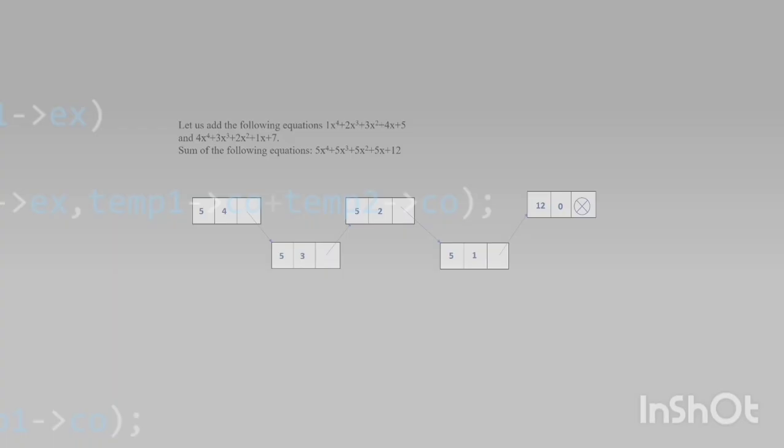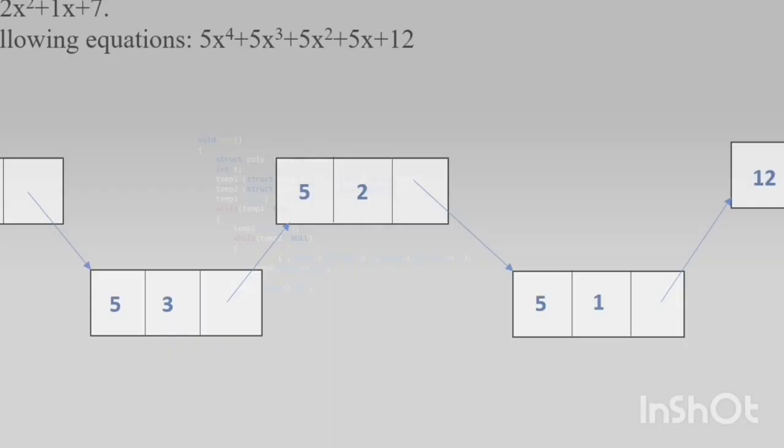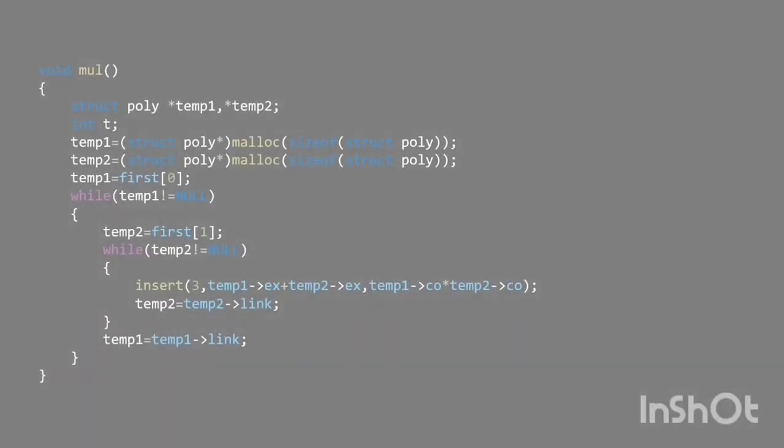This is addition. See, this is the linked list that is formed after the addition of the following polynomials: 1x power 4 plus 2x cube plus 3x square plus 4x plus 5, and 4x power 4 plus 3x cube plus 2x square plus 1x plus 7. And this is the multiplication program. The multiplication is very simple when compared to the addition.